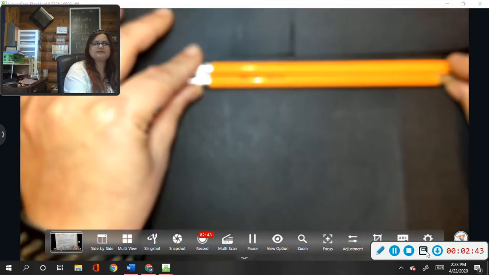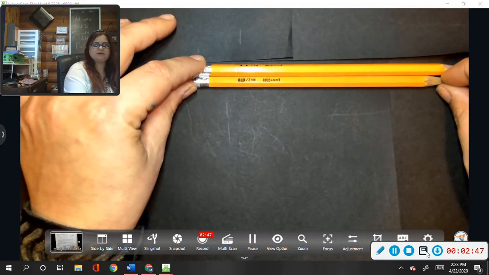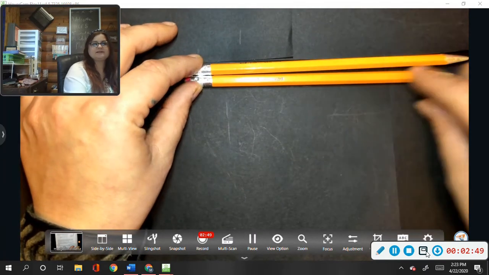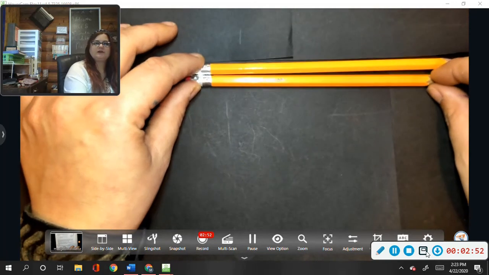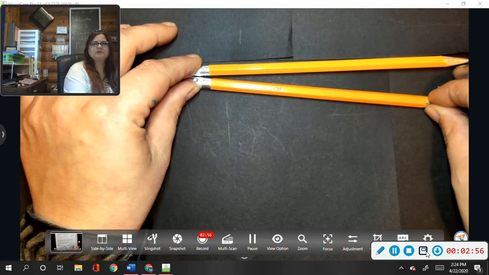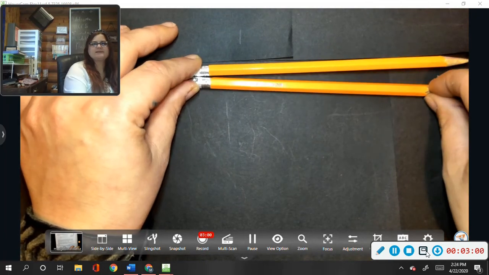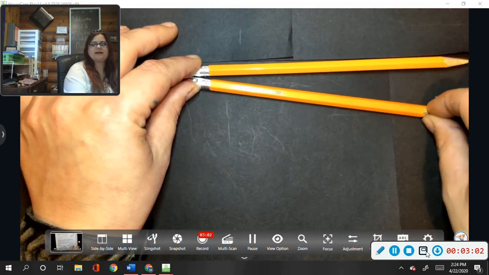So if this is 0, or well, since it's flat, it's really a 180-degree angle, we go, that's 1 degree, 2 degrees, 3 degrees, 4 degrees, or 1 second, 2 seconds, 3 seconds, 4 seconds.